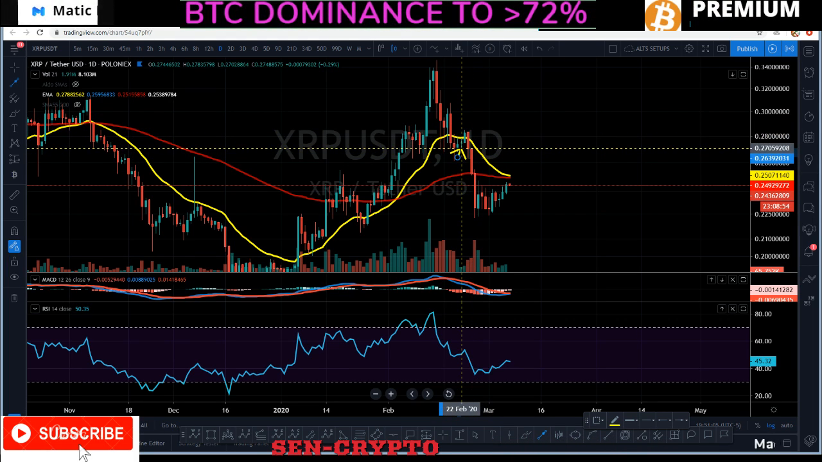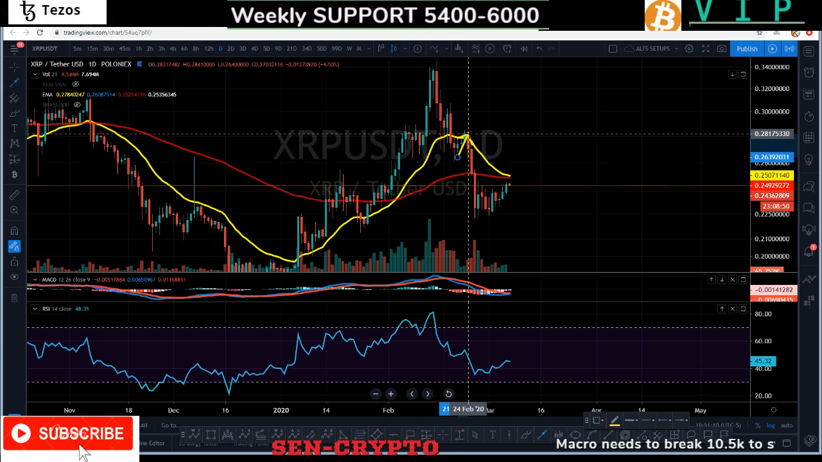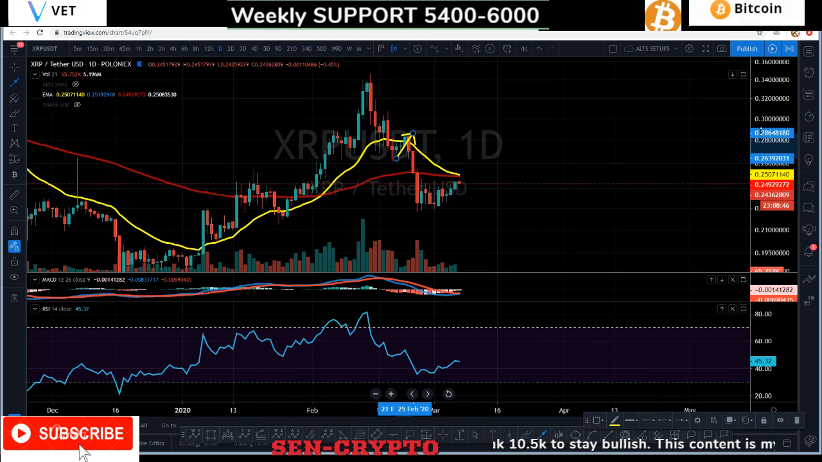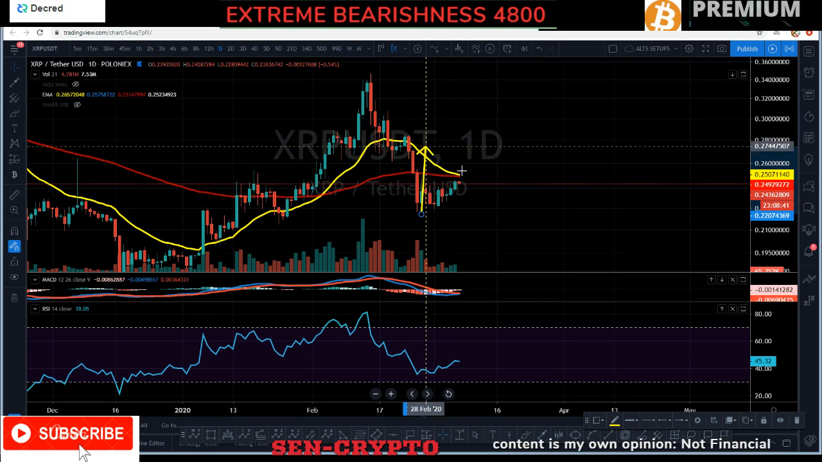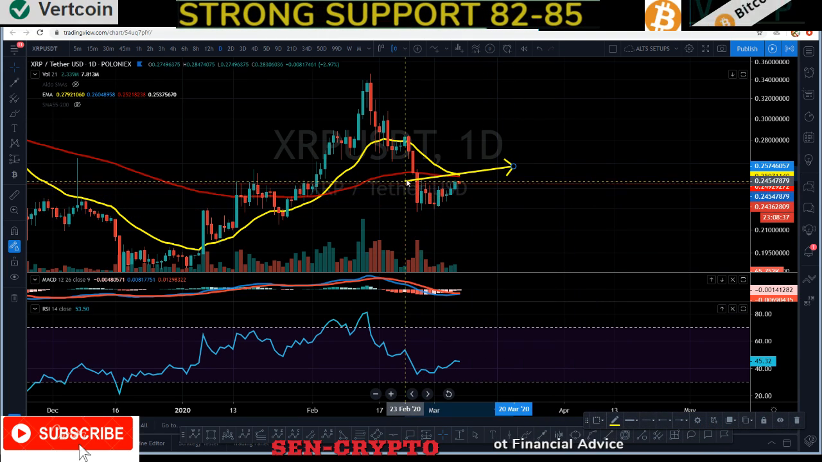Okay, it pumped roughly from 25 to 27, something like that. So that wasn't that much at all. BTC is pumping from almost 84 to 92. You can see XRP is just moving sideways, cannot break this area of resistance.